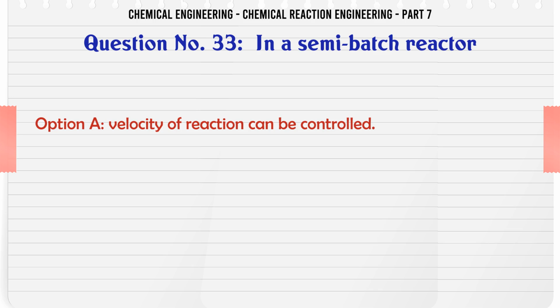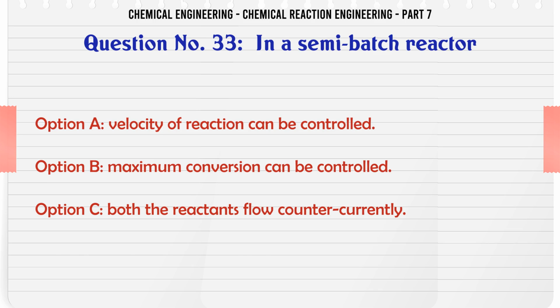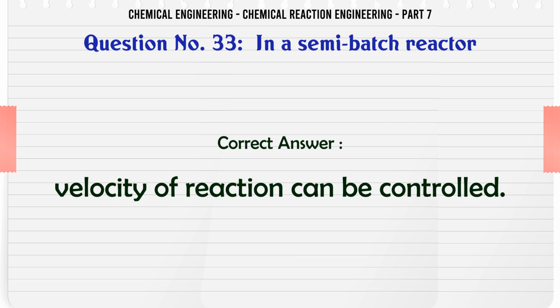In a semi-batch reactor, A. Velocity of reaction can be controlled. B. Maximum conversion can be controlled. C. Both the reactants flow counter-currently. D. Residence time is constant. The correct answer is velocity of reaction can be controlled.